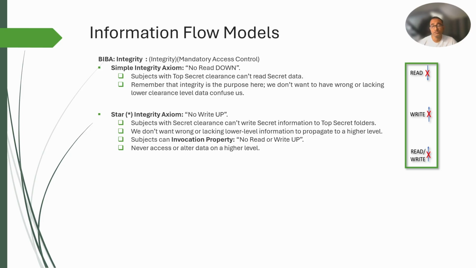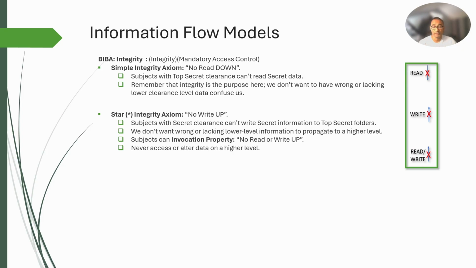Another model which is important is called the Biba Integrity Model, and as the name suggests, this model is to maintain the integrity of the data. Again, this is also managed through mandatory access control, and it has two important properties. One is called the simple integrity axiom, which means no read down. Read here means the capability to read and manipulate the data. The simple reason being that integrity is the purpose here, so we don't want wrong or lacking low clearance level data to confuse the user.